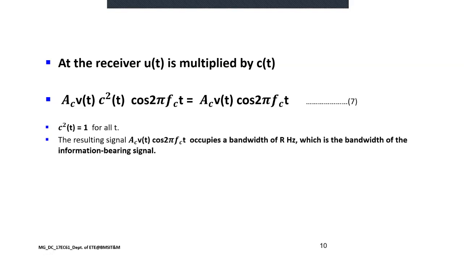At the receiver side, this AC V of t cos 2 pi fc t will occupy a bandwidth of, say, R hertz, which is the bandwidth of the information bearing signal. So this is how we recover the information bearing signal in the spread spectrum communication system.